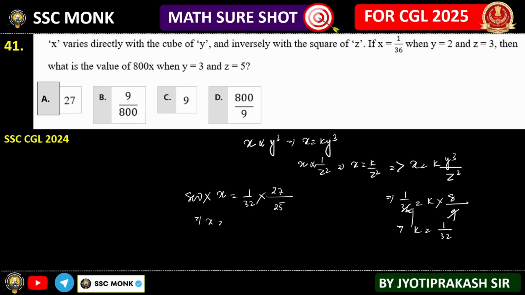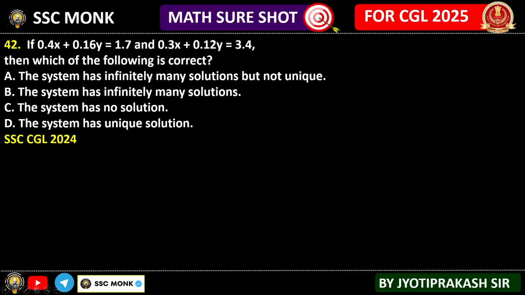Now x is equal to 27 divided by 32 into 25, multiplied by 800 here. Now 25 4s are 100. So 8 here, 8 4s are 32, 4 gone. So x is equal to 27. Answer option A.